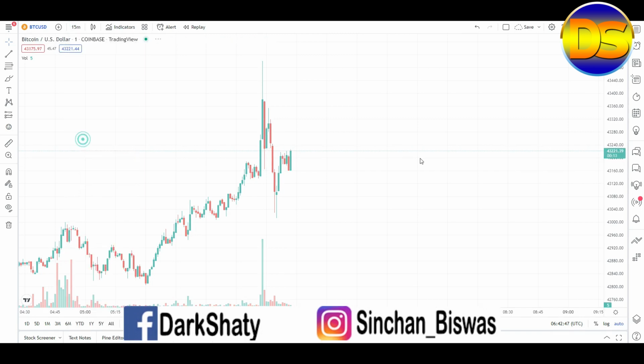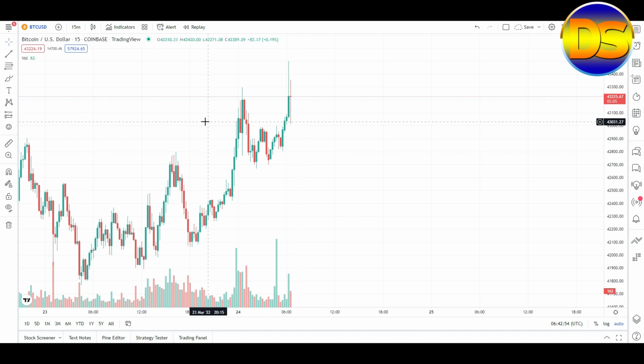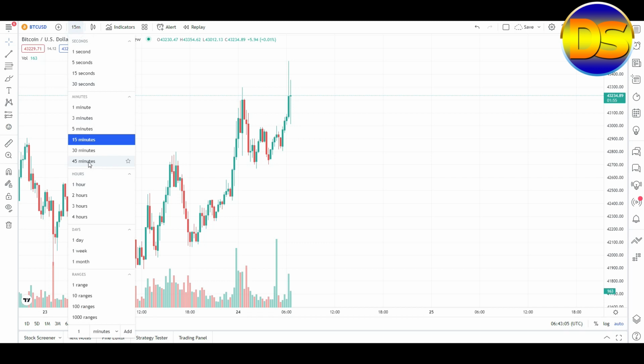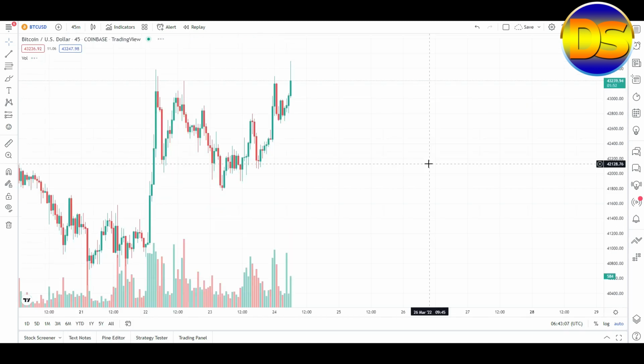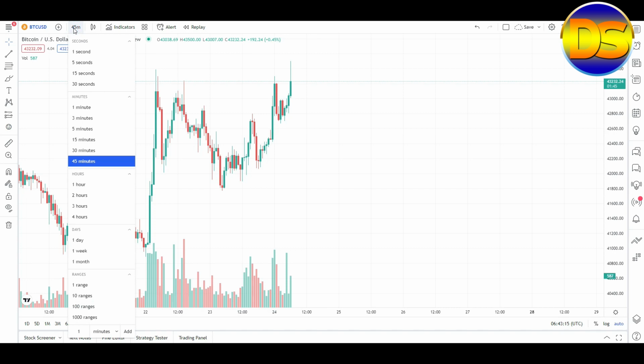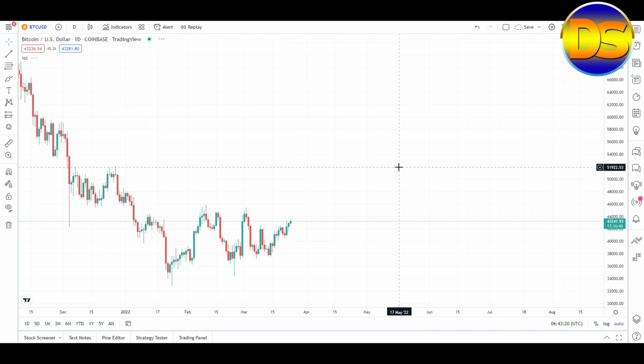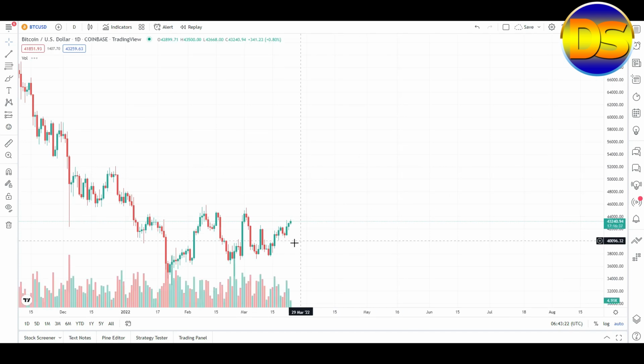If I go to the 15 minute chart, you can see this graph going down, but it will be up within 1 second. This graph is going up. If I go to the 45 minute chart, look, this graph is going up. I think this graph is going up. And if I go to the 1 day chart, you can see the graph is going up.